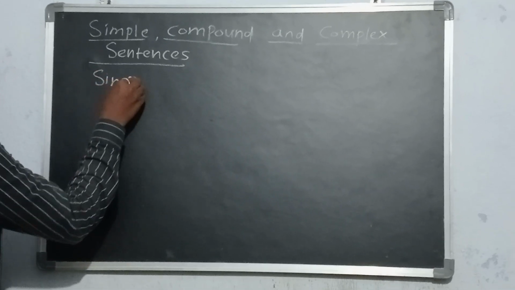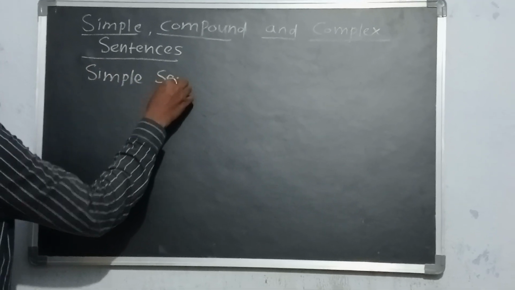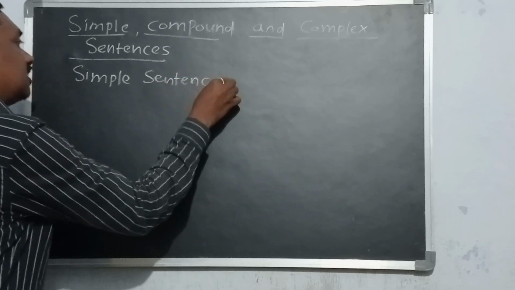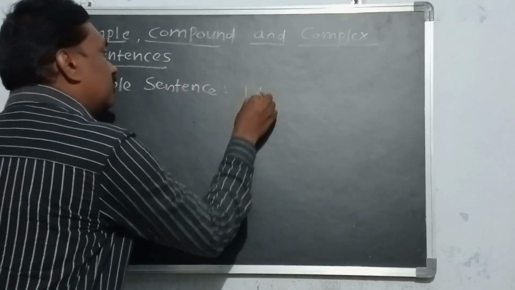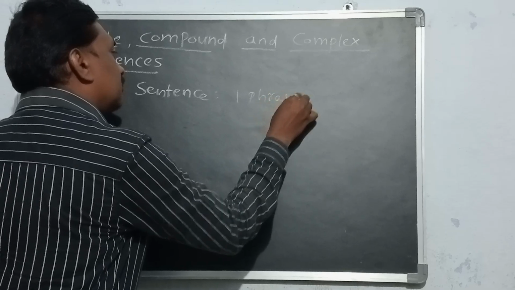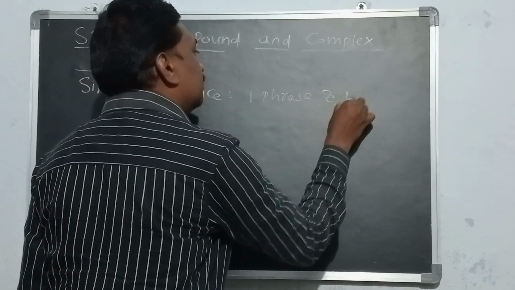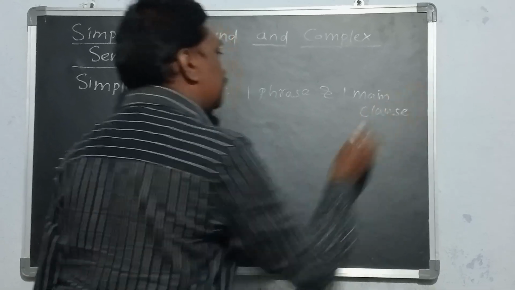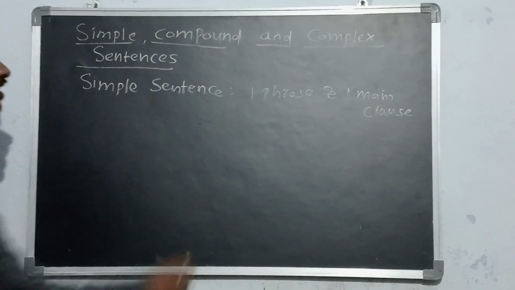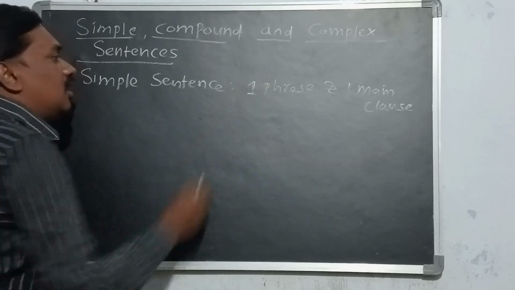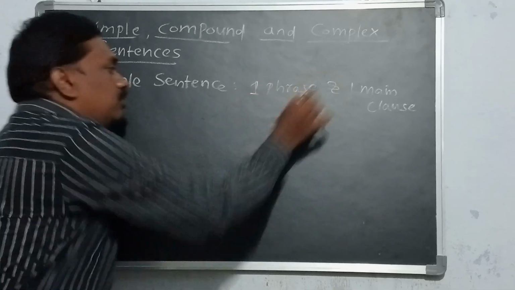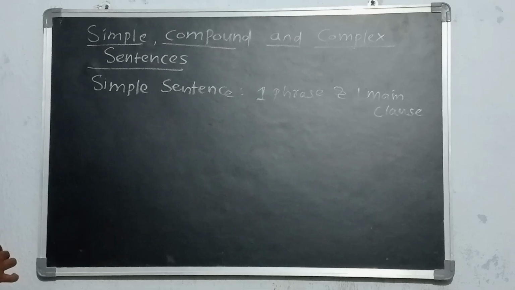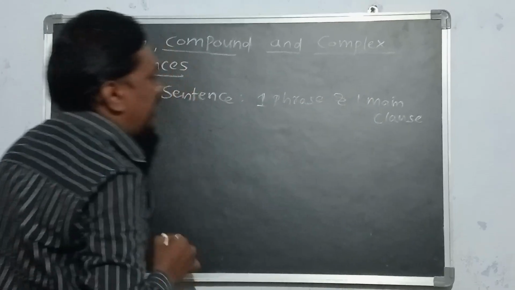The structure of the simple sentence is one phrase and one main clause. Okay, simple sentence. The structure of the simple sentence is one or more phrases and one main clause.